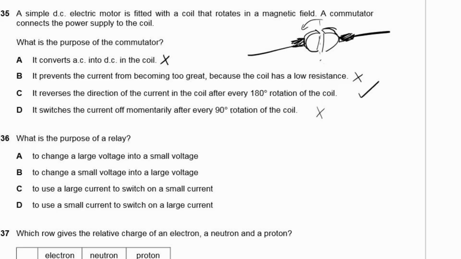So 36, what's the purpose of a relay? What are the options? To change a large voltage into a small voltage? Well, it is not that. To change a small voltage into a large voltage? No. To use a large current to switch on a small current? No. And to use a small current to switch on a large current. There we go. D.